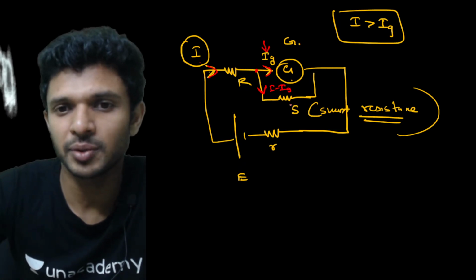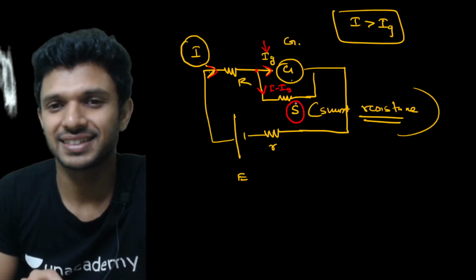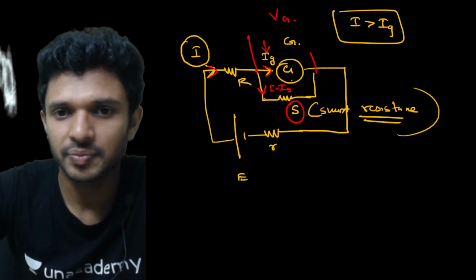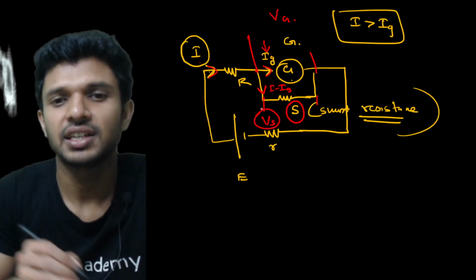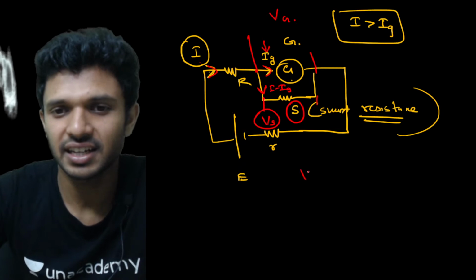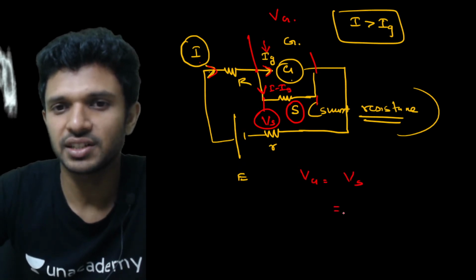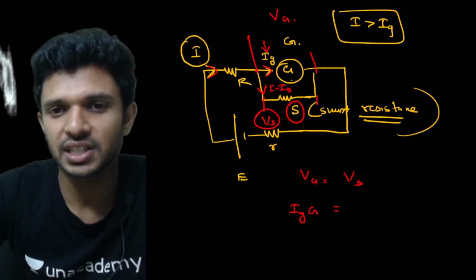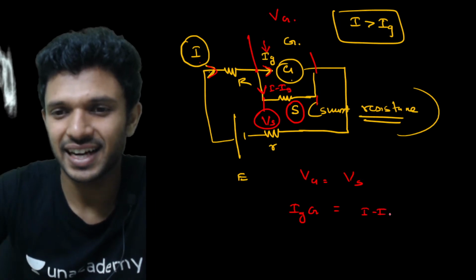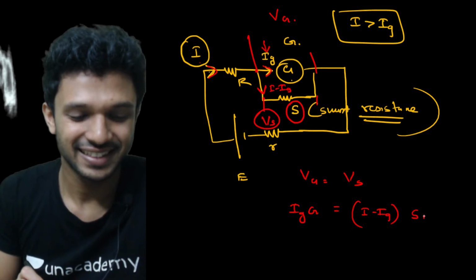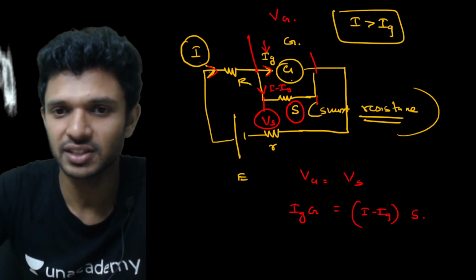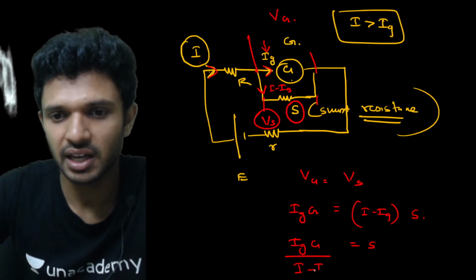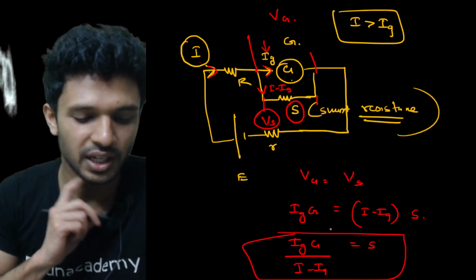The simple question that can come from here is how to find the shunt resistance. It's very simple. Look, the voltage across the galvanometer and the voltage across the shunt are equal. Why? They are connected in parallel. Shall I write? Voltage across galvanometer and voltage across shunt are equal. What is the voltage across the galvanometer? Ig into G. What is the voltage across the shunt resistance? I minus Ig into S. Voltage is equal to current passing through it into its resistance. So S is equal to Ig into G divided by I minus Ig. Done.